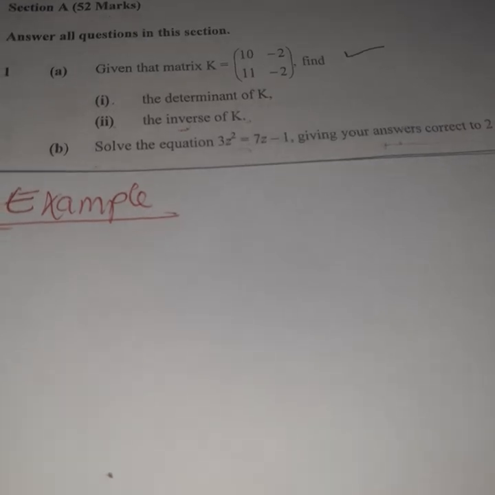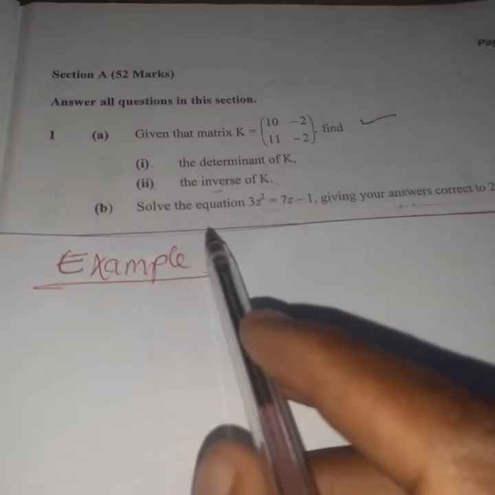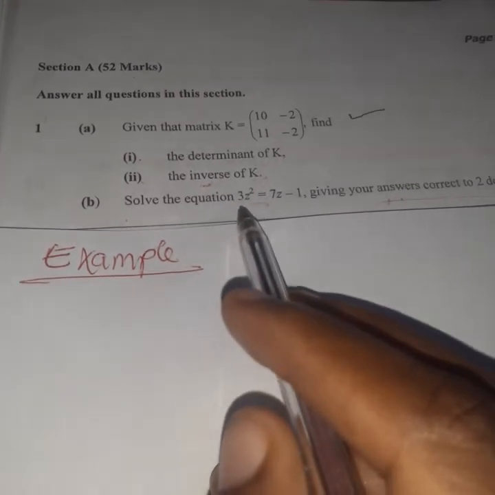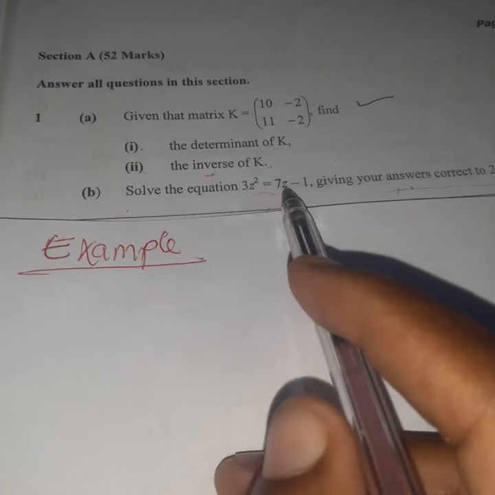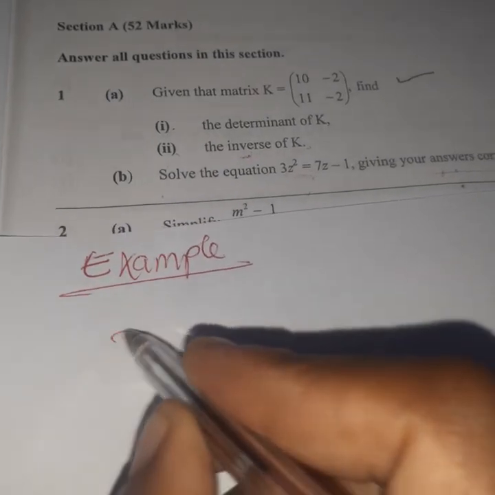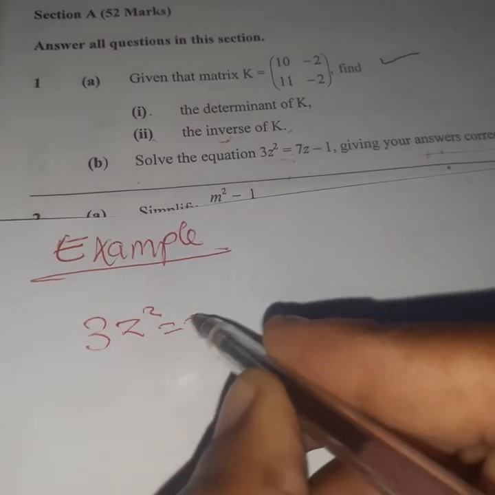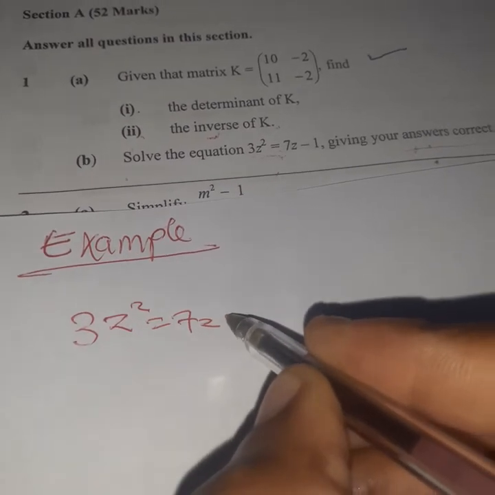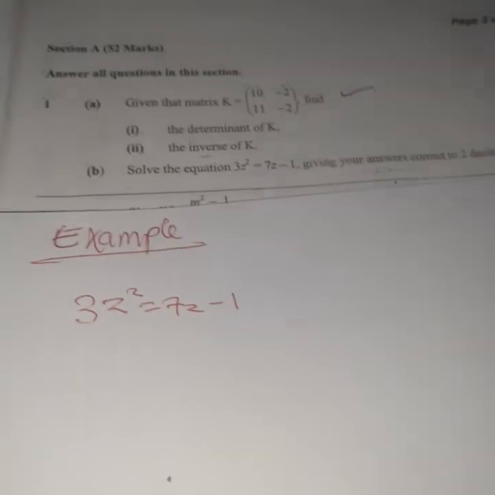We continue from where we ended with the first question. Solve the equation 3z squared is equal to 7z minus 1, giving our answers correct to 2 decimal places. So this is a quadratic equation.